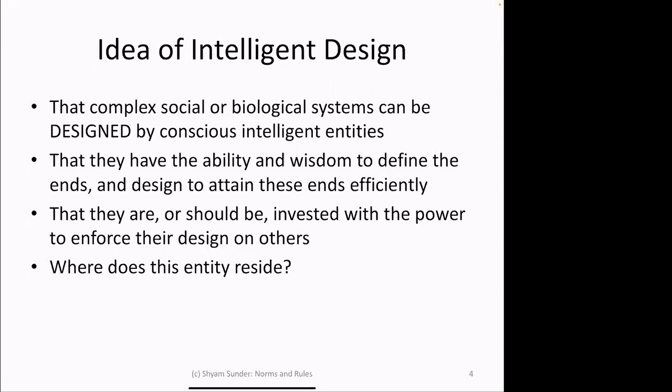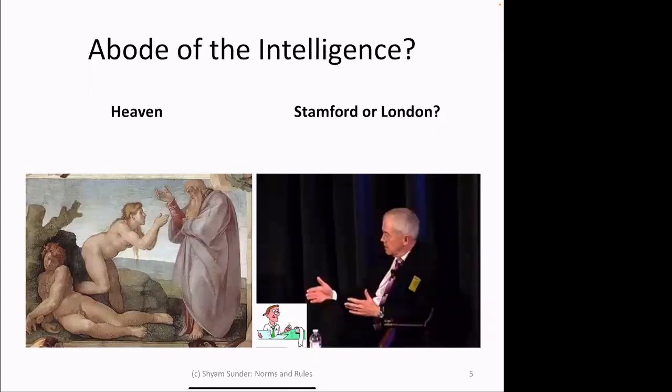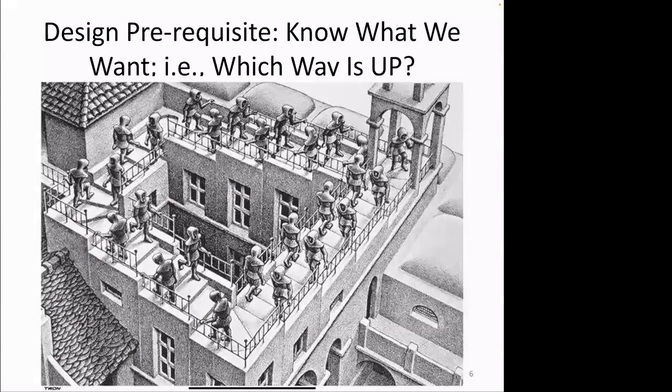And who should have such power? Well, there are alternatives. I think there are two alternatives that people have proposed, Heaven or Stanford or London in the case of accounting. But to pursue design, the prerequisite is that we have to know where we want to go. And as you see from this M.C. Escher drawing, that I'm sure many of you have seen already, there are two groups of people moving in opposite directions, and all of them are going up. So it is useful to be clear in our minds at the outset which way is up, or which way we want to go. So let's talk about that.